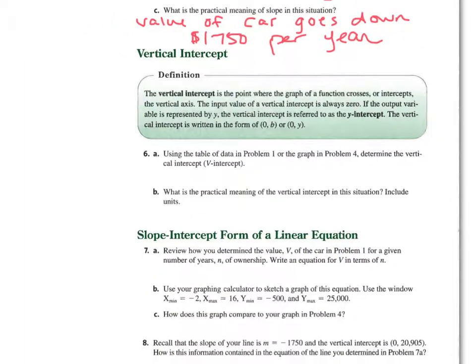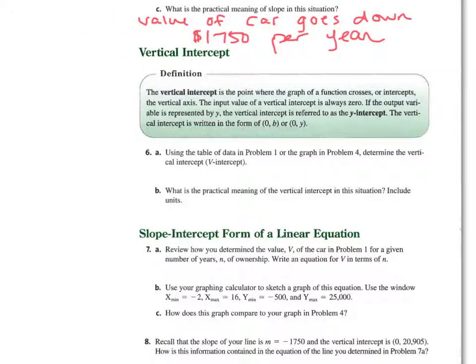Okay, so now we're going to start talking about intercepts. You'll see how these all kind of relate together. This isn't the first time we've looked at an intercept, but a vertical intercept and a y-intercept mean the same thing. So they use two different names for them. The vertical intercept is where the function crosses the vertical axis, or the y-axis.